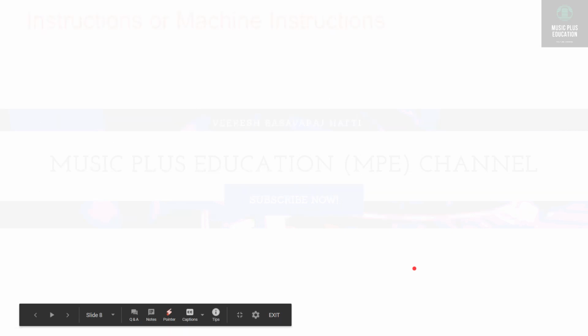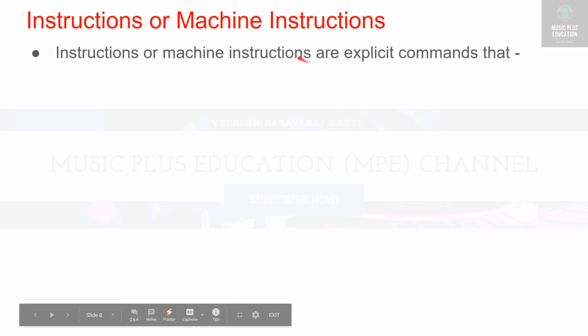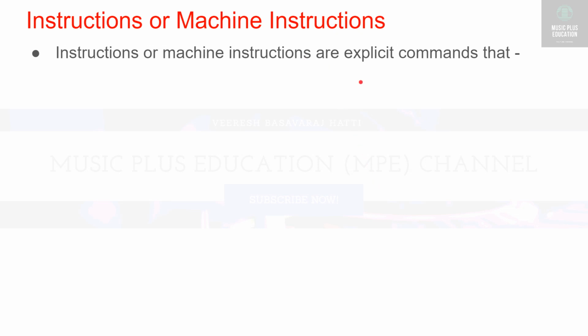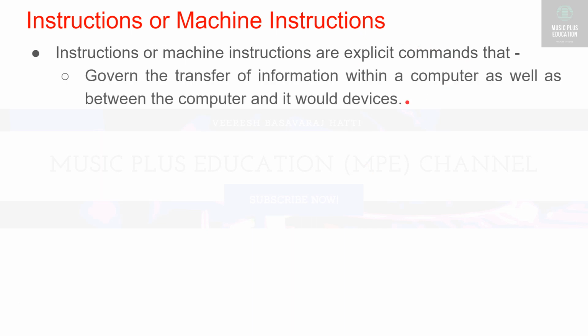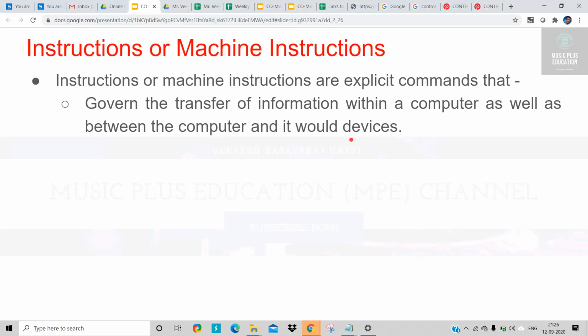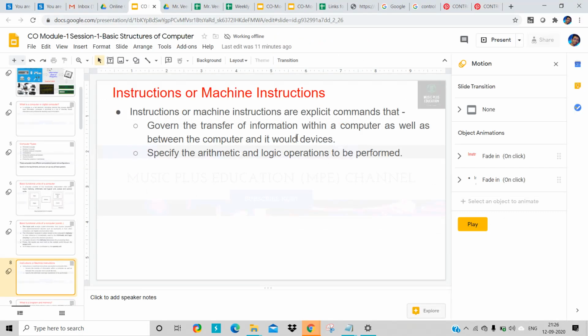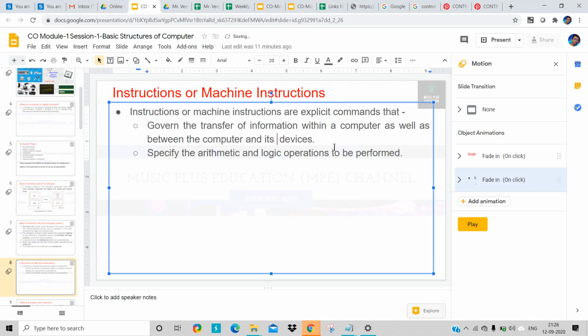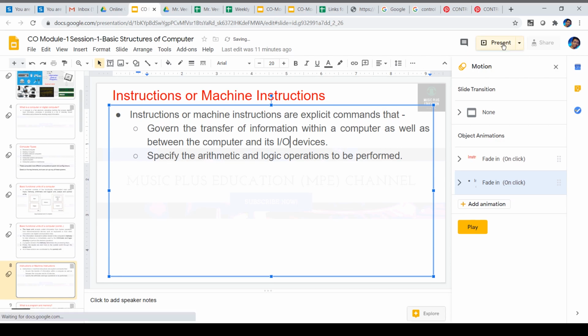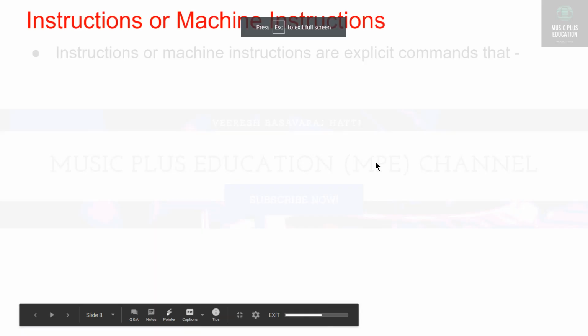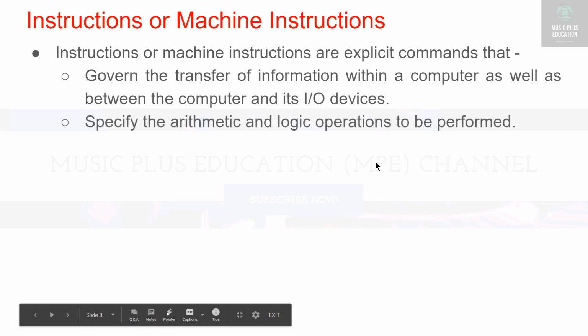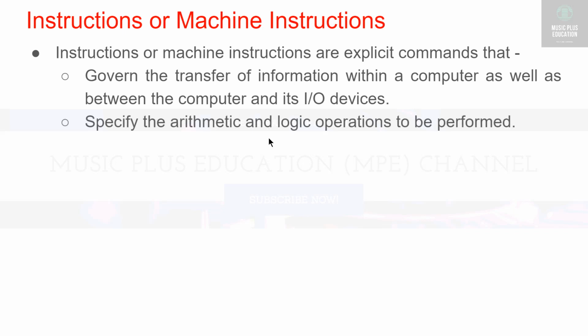Instructions, or machine instructions. What we have seen, right? int a = 25. Those are instructions. They are explicit commands, the commands that govern the transfer of information within a computer as well as between the computer and its IO devices. These instructions also specify the arithmetic and logic operations to be performed. That's what, add c = a + b. That is the addition operation.